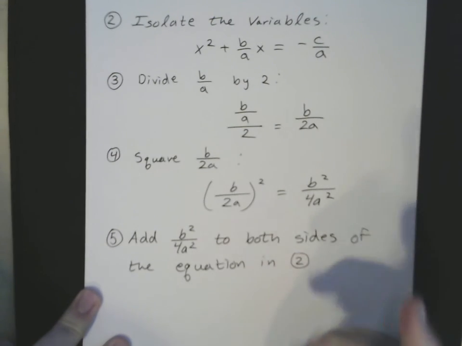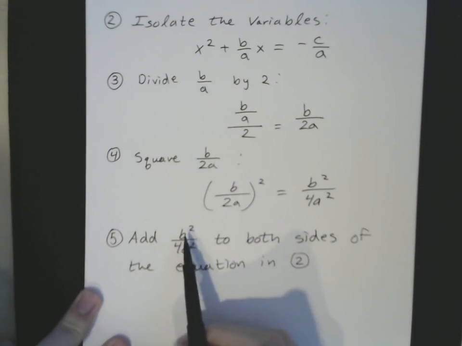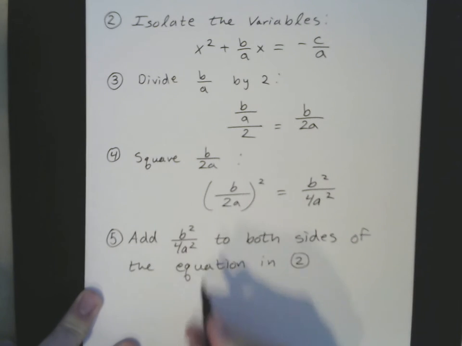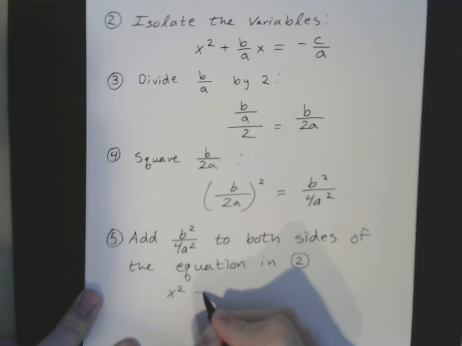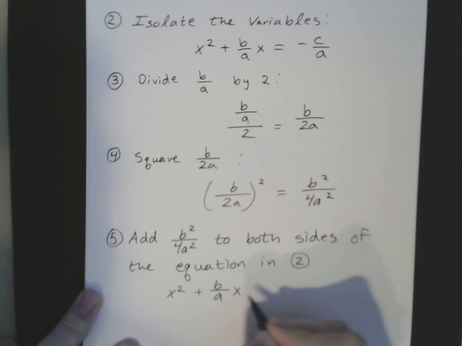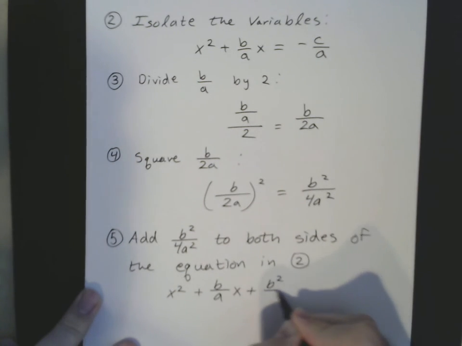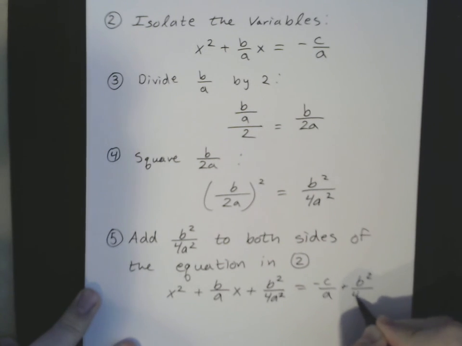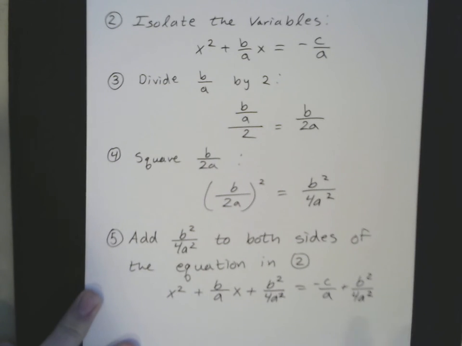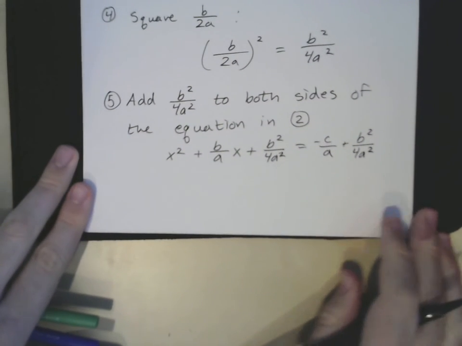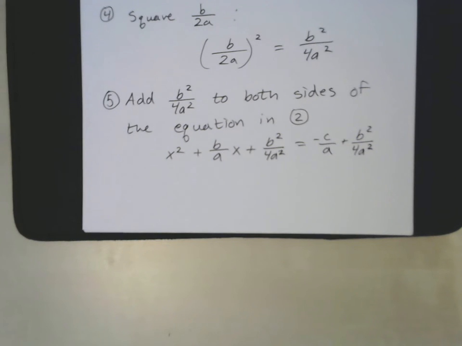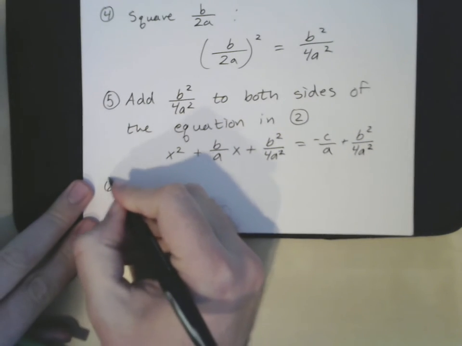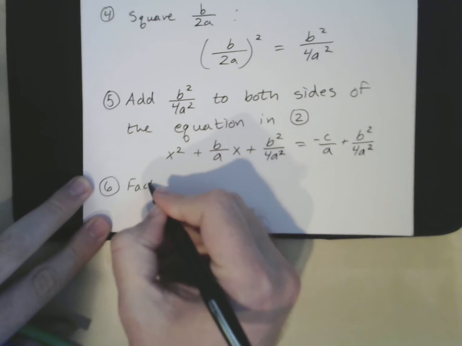Right, so all the way back to this equation. Now we're going to take this thing that we've constructed and add it on both sides. So that's going to give us x squared plus b over a x plus b squared over 4a squared equals negative c over a plus b squared over 4a squared. And the reason we do that is because now our final step is to factor the left side.